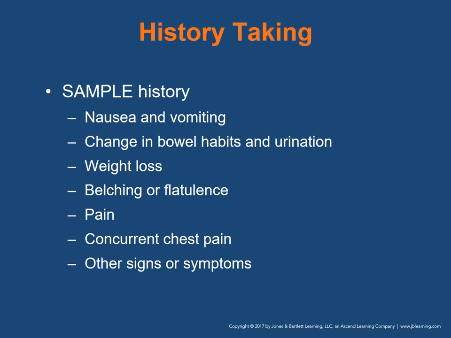Of course, abdominal pain, that acute abdomen, severe abdominal pain is very noteworthy when we're talking about GI problems. Concurrent chest pain. Other signs and symptoms, the hallmark signs and symptoms that we talked about for specific issues, like for peptic ulcer disease or for cholecystitis, those hallmark signs and symptoms, of course, are the ones that we're looking for to help us come to some sort of conclusion as to what might be happening in their abdominal space.